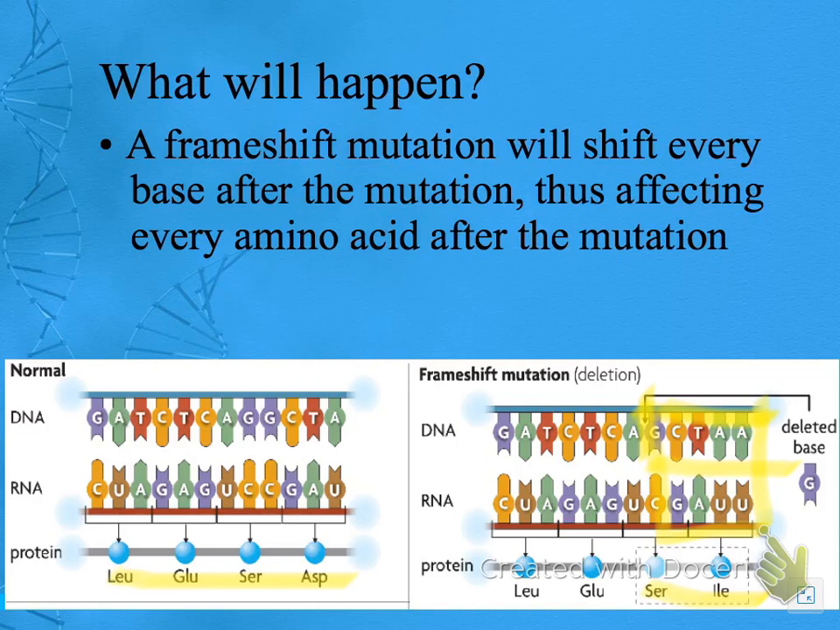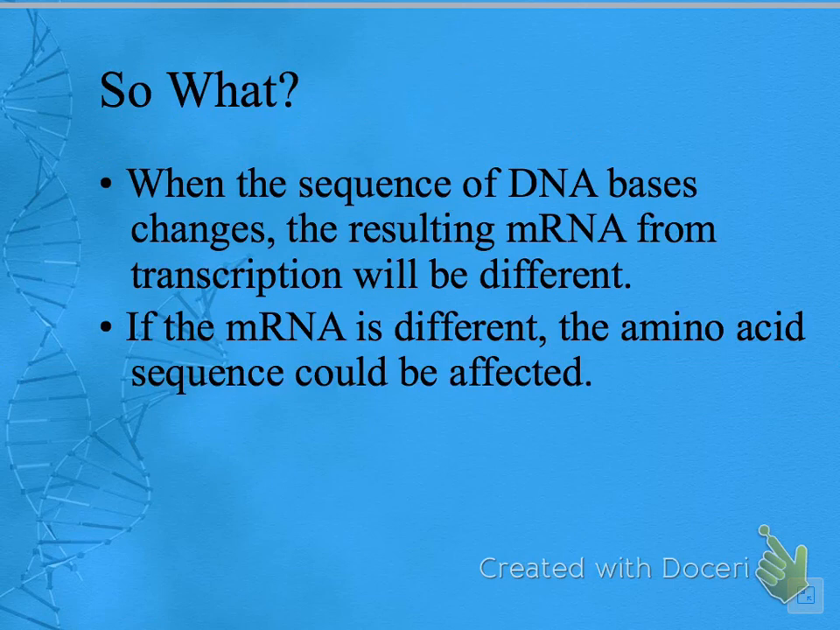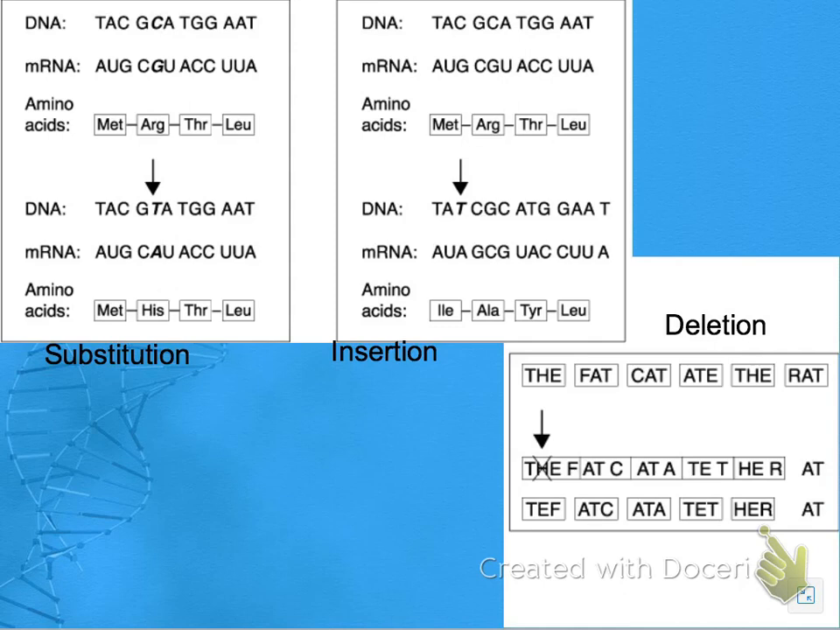Most of the time that this happens, the protein is not functional, or it will be functioning in a completely weird way, and it can really detrimentally affect the organism in which it occurs. So when the sequence of DNA bases changes, the resulting mRNA from the transcription is going to be different. If the mRNA is different, the amino acid sequence is going to be affected. So all sorts of horrible stuff can happen as a result.